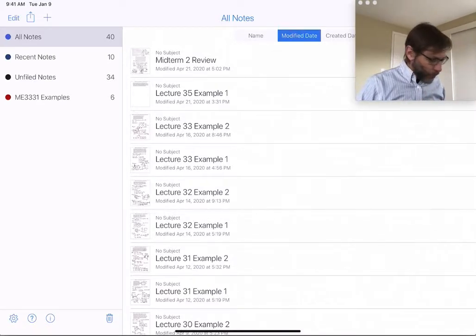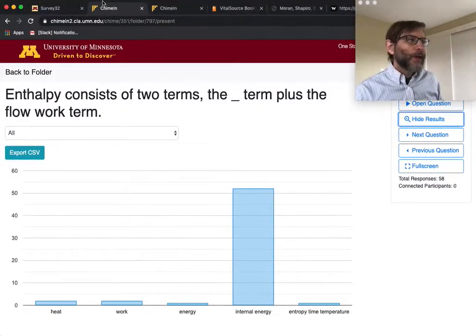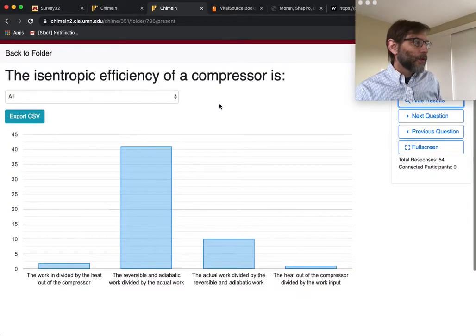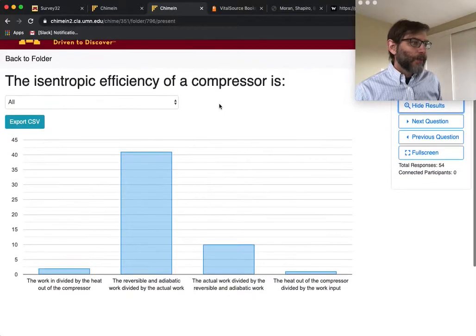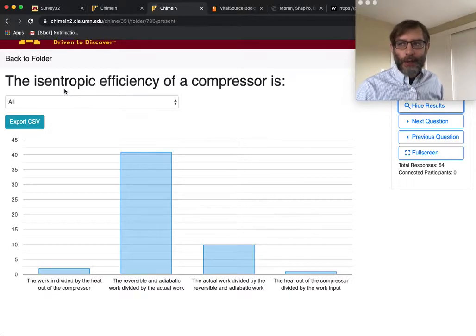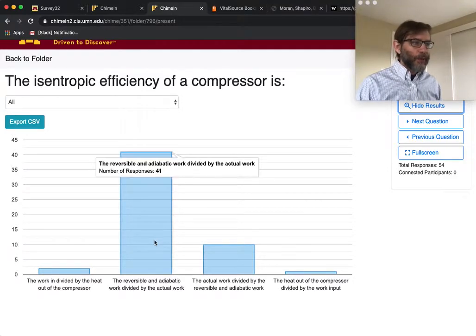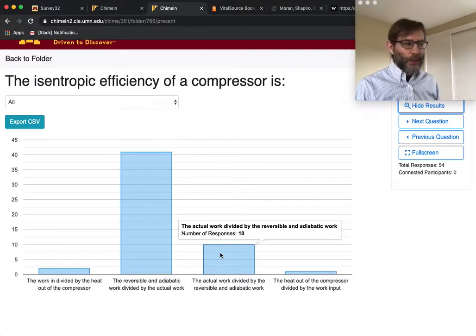The other thing that I want to do, of course, is look at the chime in because I didn't go over these answers. This was from lecture 33, where we were talking about isentropic compressor efficiency and turbine efficiency. We're actually going to be going through this again when we do non-ideal cycles because they have compressors and turbines in them, and if they're not ideal, they have an efficiency associated with them. So the isentropic efficiency of a compressor is the reversible and adiabatic work divided by the actual work. Yay, most people got that. Some people got the inverse, which is the definition for isentropic efficiency of a turbine.